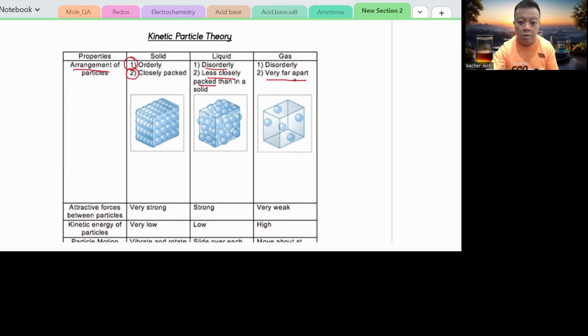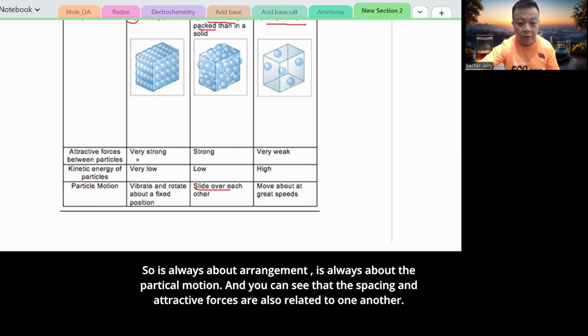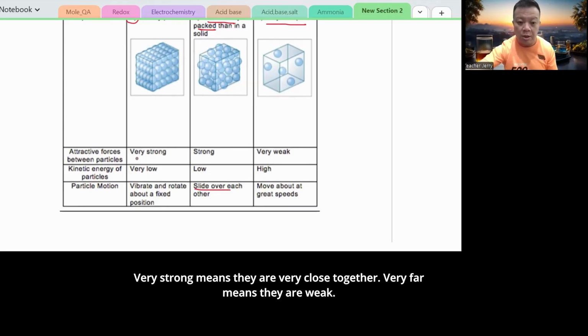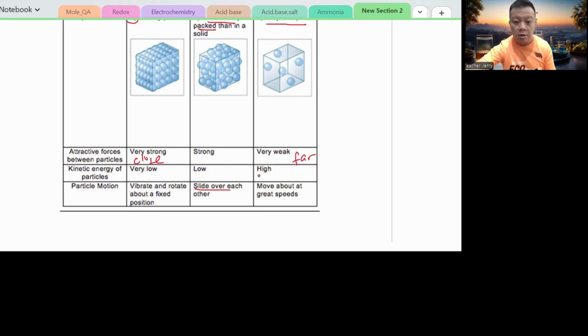All right. So it's always about arrangement. It's always about the particle motion. And you can see that the spacing and the attractive force are also related to one another, right? Very strong means they are very close together. Very far means they are very weak. And of course, when I talk about kinetic energy, because they can move rapidly, that's why they have very high energy.